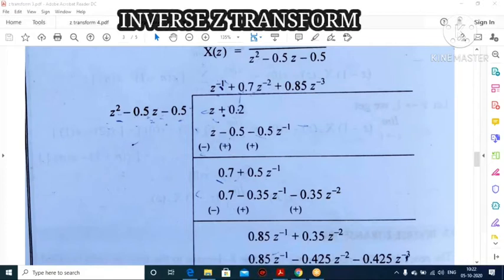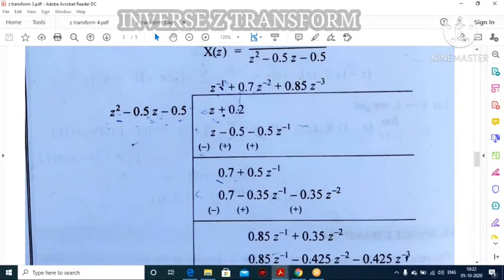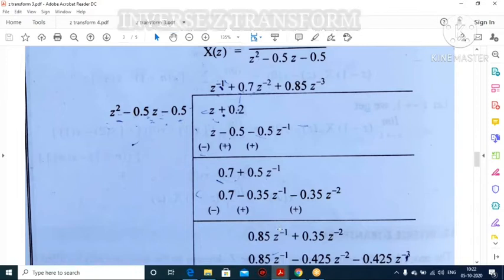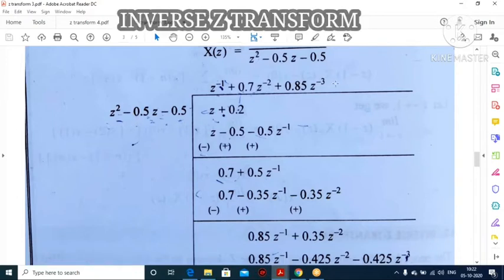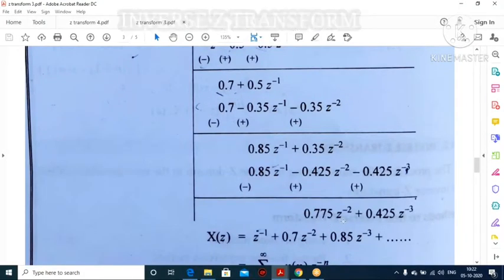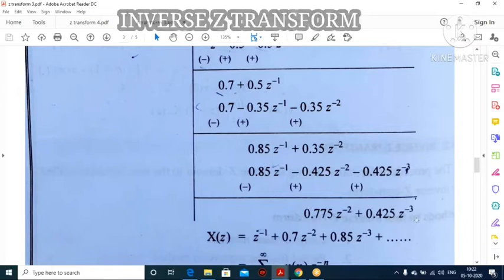So I take this 0.85 as a term into z power minus 3. Right. Now I multiply this with the two terms: 0.85 z power minus 3 into z square. It becomes minus 1; when multiplied with this term, it becomes minus 2; with this term, minus 3. Finally change the sign, so these two terms will be cancelled. Finally you get 0.775 z power minus 2 plus 0.45 z power minus 3.